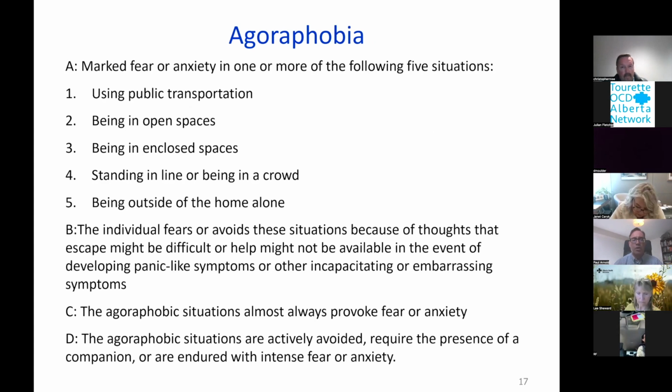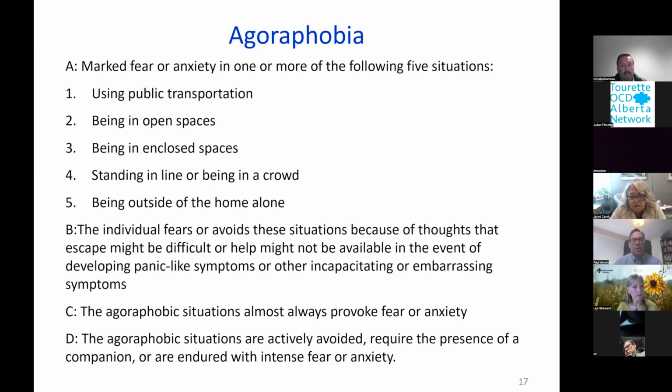Agoraphobia is an interesting one. Agora is the Latin for marketplace, so that's the genesis. Phobia is fear, of course, but comes into a lot of the other disorders. But agora is a specific one, and that is marked fear or anxiety in one or more of the following 5 situations. They're somewhat different from one another, but these are the ones that occur. The reason I mentioned the marketplace is this idea of being out, in, interestingly, either more open spaces or more enclosed spaces.